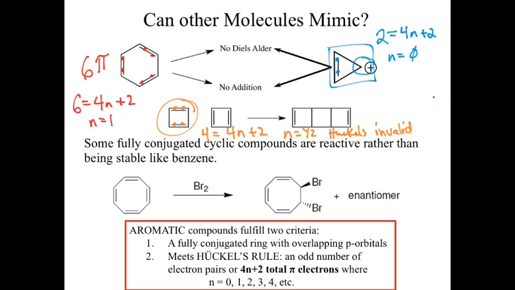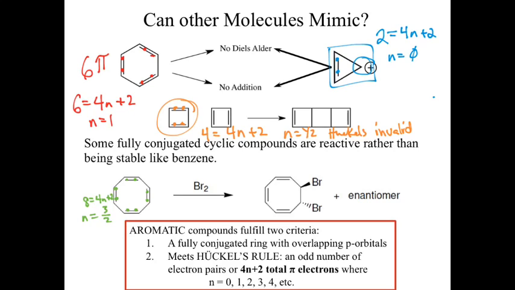If we attempt this yet again with our last example, octatetraene, we've got 2, 4, 6, 8 pi electrons. 8 equals 4n plus 2. n would have to be, I can't do math very well, 3 halves. Good, I did that math. Again, not a whole number integer. So again, Huckel's rule is not satisfied. That compound is not aromatic.